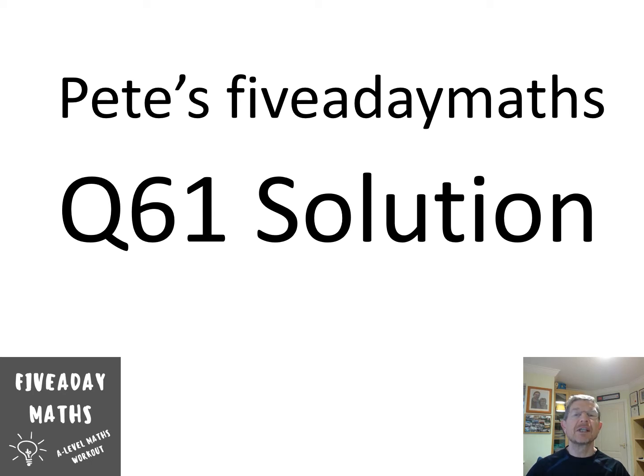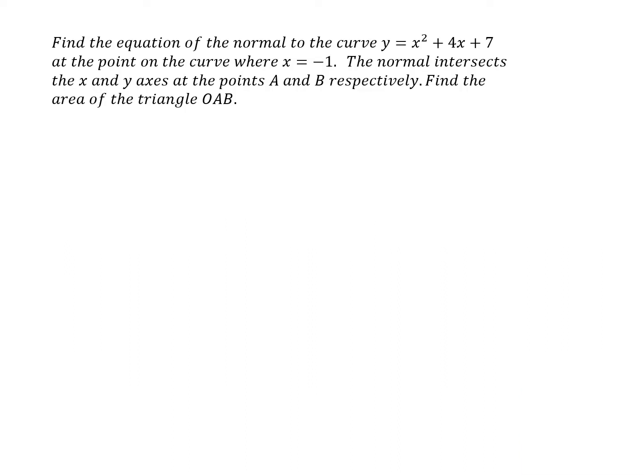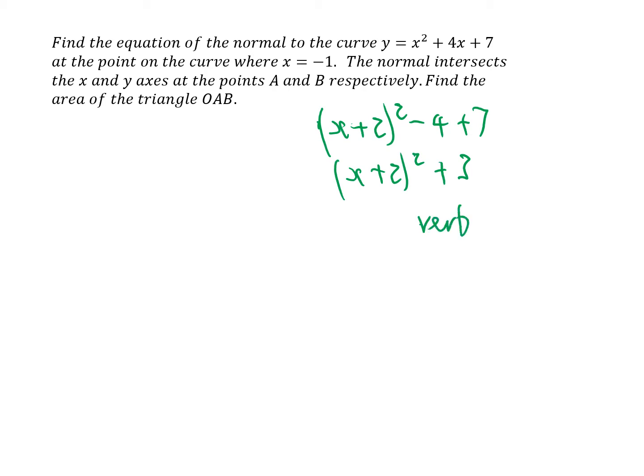So here we go, question 61, a little bit of differentiation and linear equations. The first thing I'm going to do is draw a little picture, as you might expect. So I'm going to do that by completing the square on the quadratic. x plus 2 squared minus 4 plus 7. So that's x plus 2 squared plus 3.